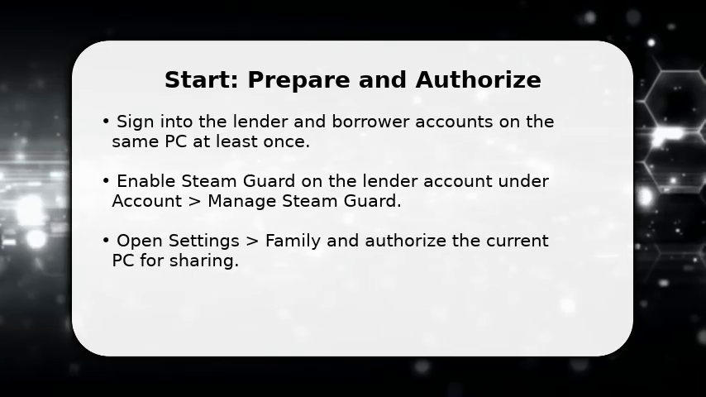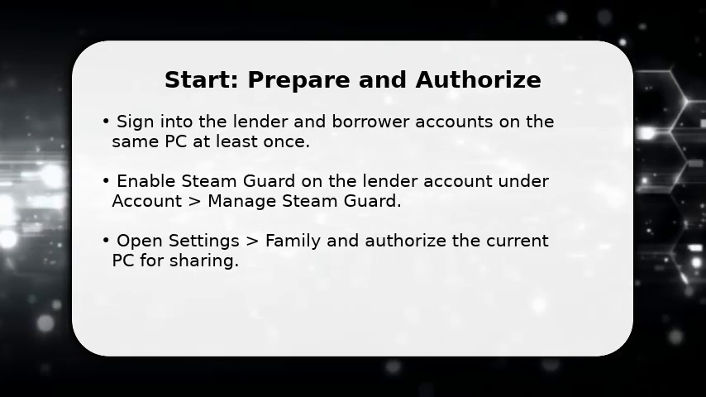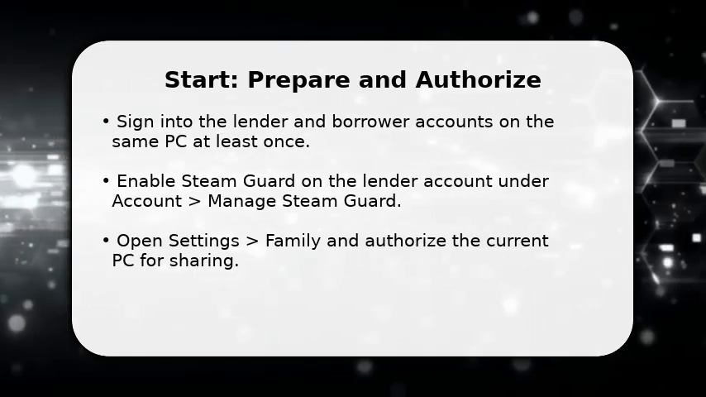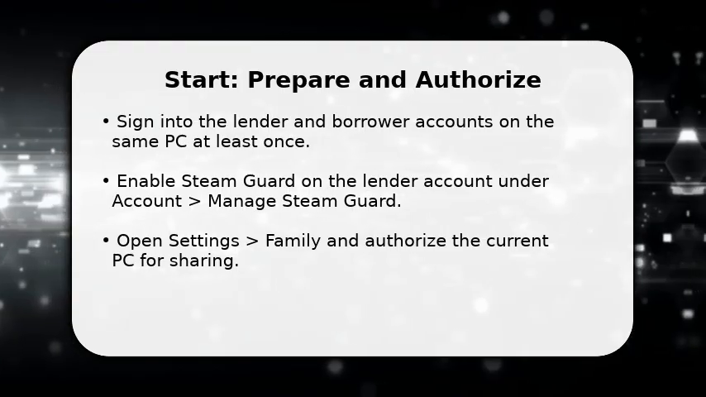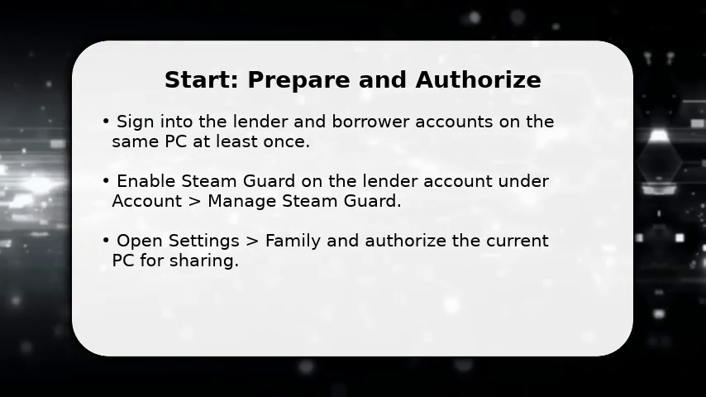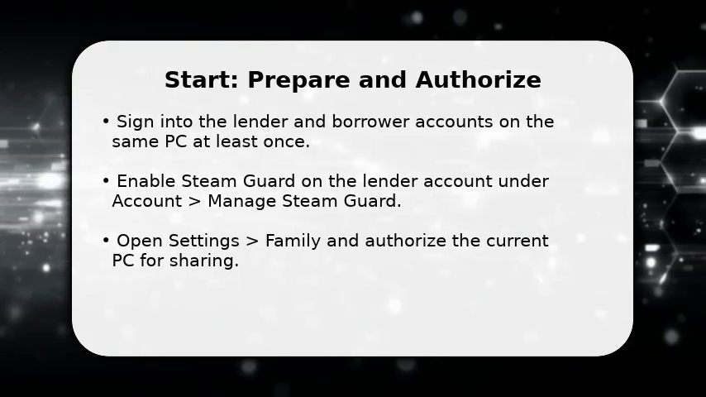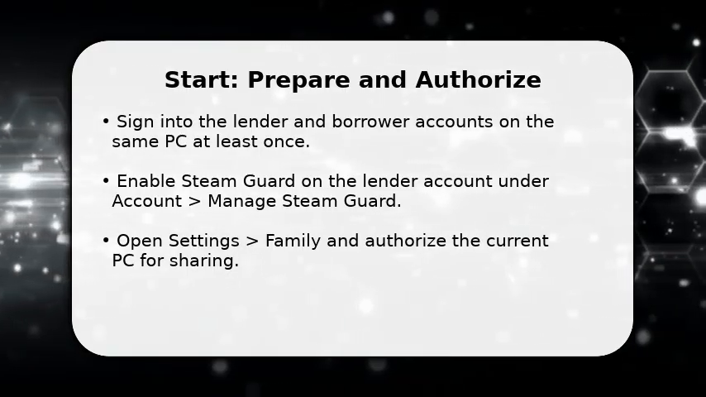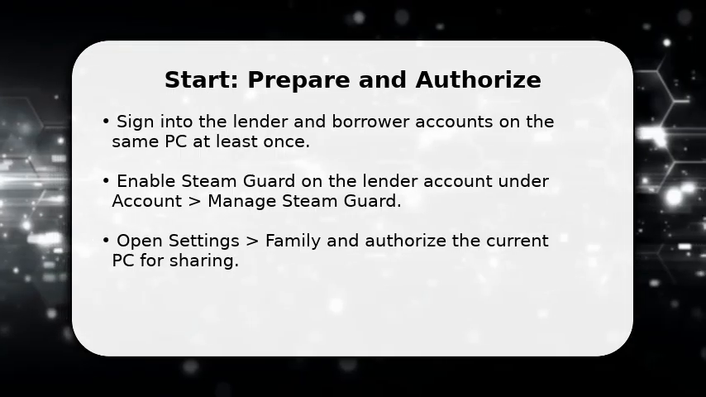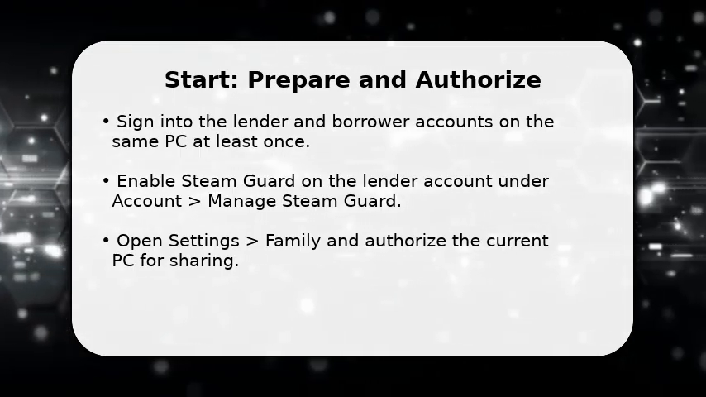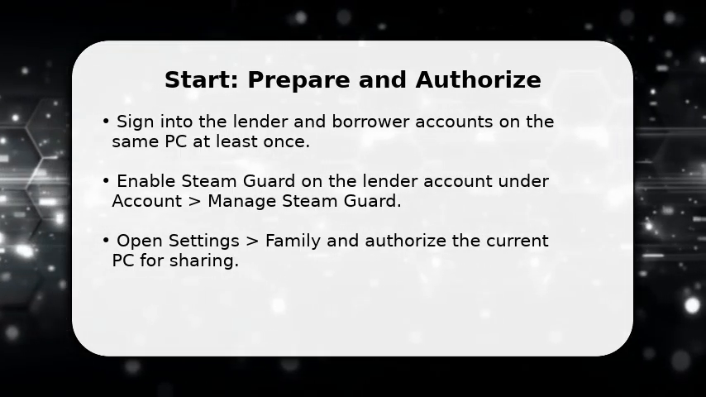You'll start by signing into both accounts on one computer. That establishes trust. Enable Steam Guard. This protects licenses and is required. Once done, open Steam Settings, go to Family, and check Authorize Library Sharing on this PC for the lender account. Make sure the borrower account is signed in afterward so Steam can register it.